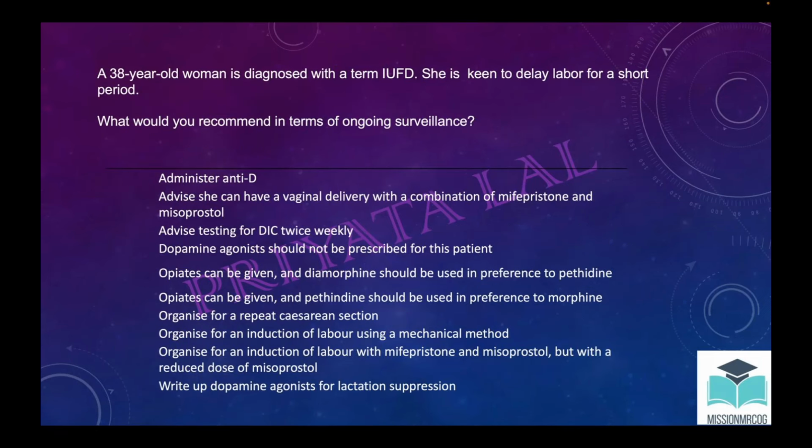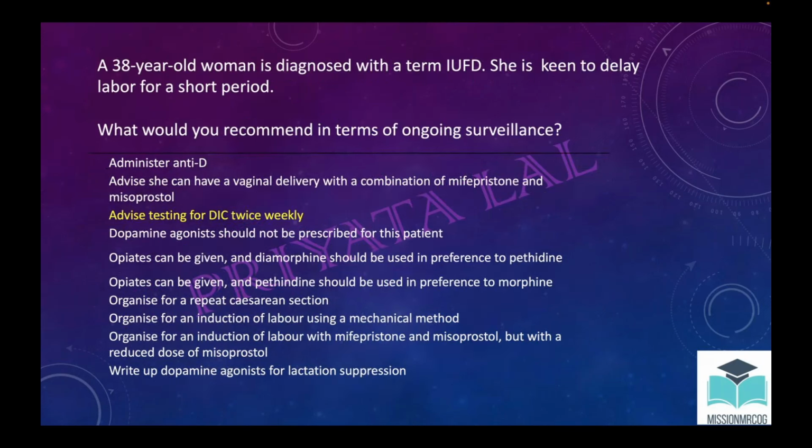Okay, a 38-year-old woman with IUFD. She is keen to delay labor for a short period. What should be the surveillance? Advise testing for DIC twice weekly. Yes.